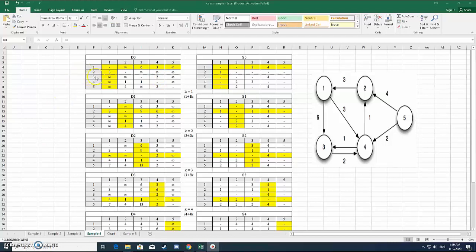Okay, so now it is also the same. We see the third row. Okay, we see the diagram. The 3 goes to 4 and the distance is 2. So now we put the 2 inside the table, and for the other 3 we put infinity here.